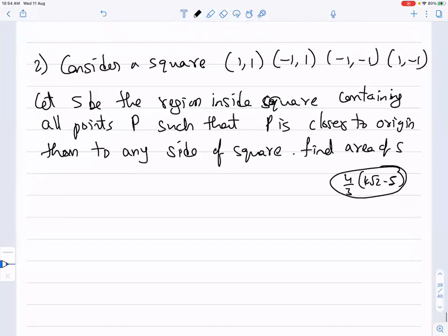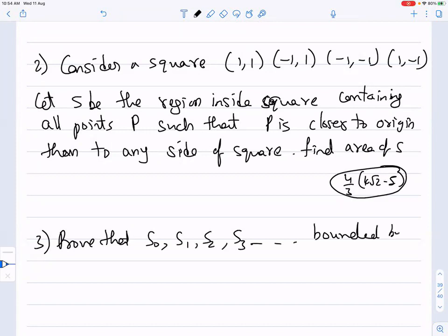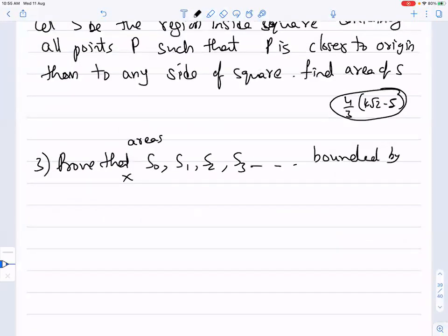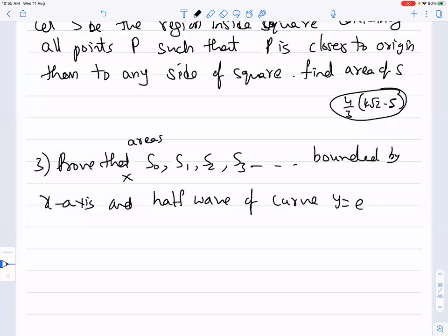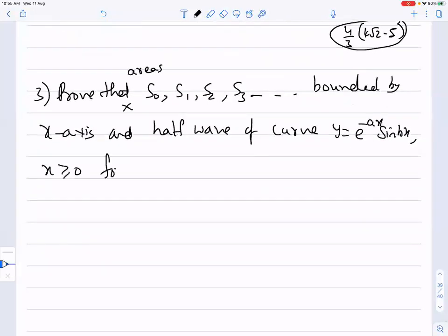We'll try these questions. Third one, prove that areas S0, S1, S2, S3, and so on, areas bounded by x-axis and half wave of curve y equal to e raised to minus ax sin bx, x greater than or equal to 0, form a GP with common ratio r equal to e power minus a pi by b.